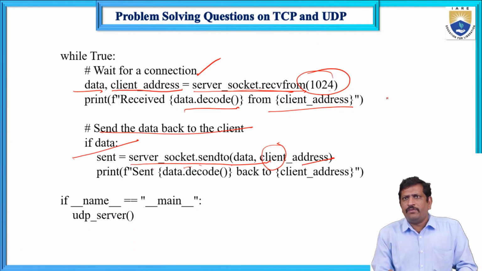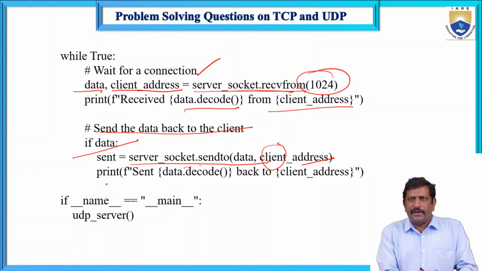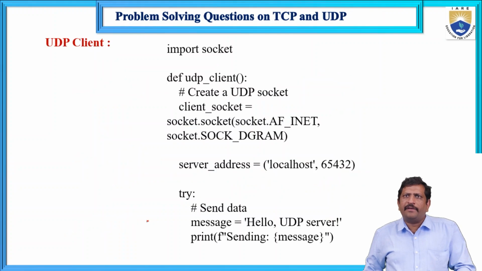Here at the server side, we have created the UDP socket. This UDP socket is a wireless communication socket. So whatever data you are transmitting from the client, without requiring any connection, the data can be transferred to the server. Here it prints the sent data decoded back to the client address. After that it goes back to waiting for connections. So the UDP server is created.